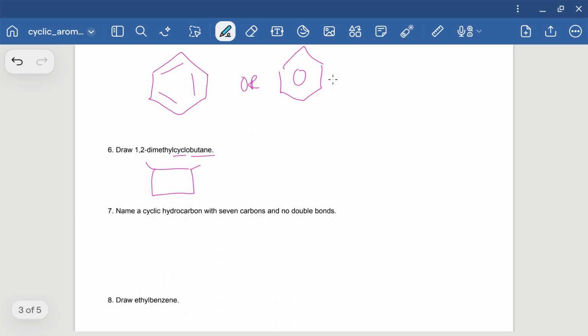Number 7, name a cyclic hydrocarbon with 7 carbons and no double bonds. This one you can just write out. If it's 7 carbons and it's cyclic, you can write cycloheptane.